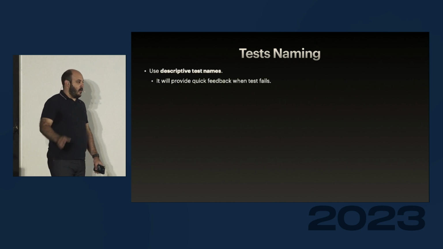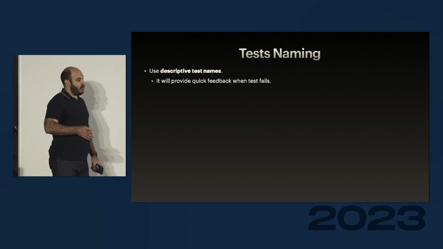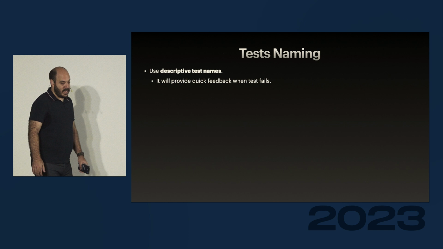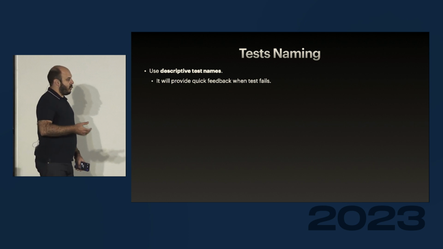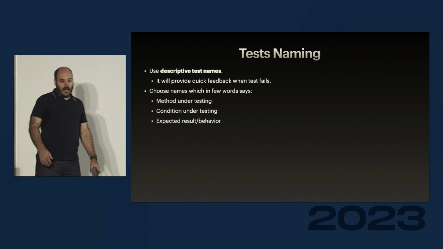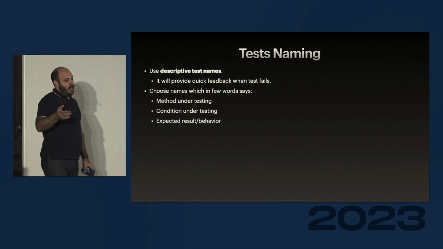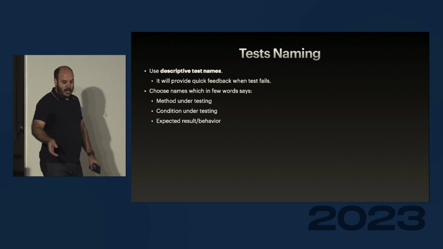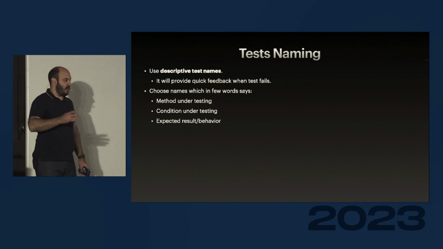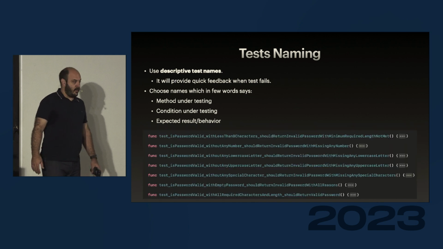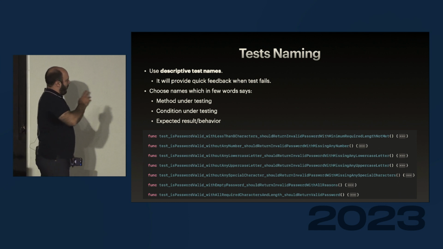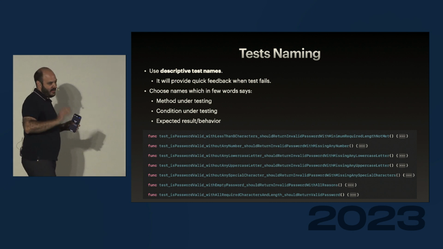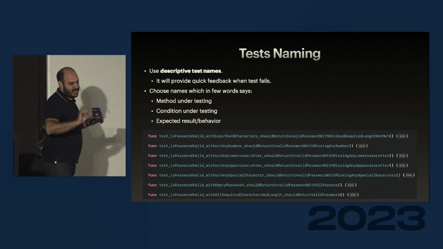So, test naming. When you have a good test name and a failure, you know the reason why there is that failure. So it is important to have descriptive test names that will provide quick feedback when the test fails. That is really important. The way I usually name is by saying what is the method under testing, the condition under testing, and the expected result or behavior. Here is a quick example. I used to follow long test names, but that's not a problem at all. If I have to, I usually disable the lint warning as well.